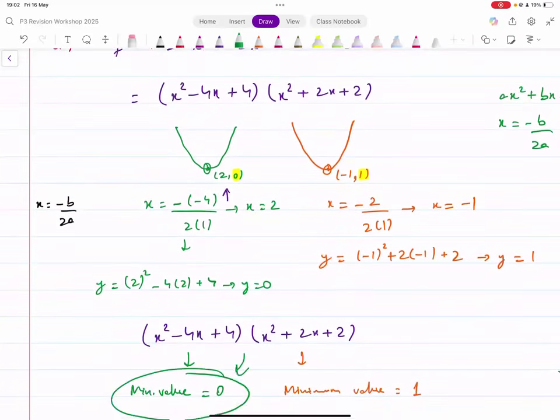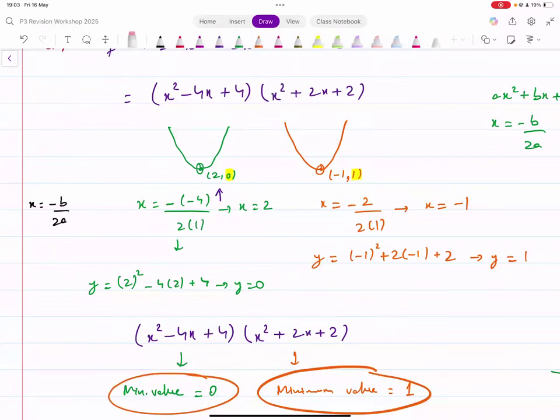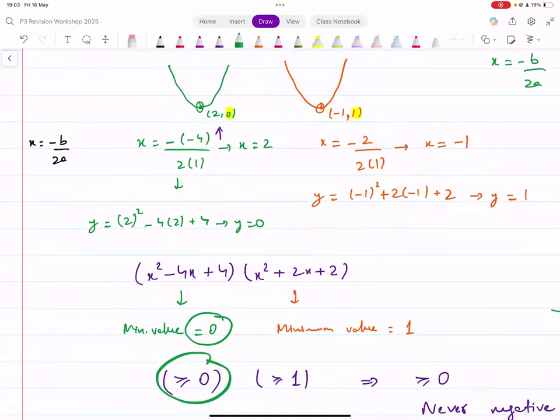We do the same thing for the other function as well, and we see what the minimum value for the other function is. We use minus b over 2a to find the turning point for that as well. X equals minus 1, and then y turns out to be 1. So the turning point for this function is minus 1, 1. Minimum value, therefore, is 1. So the minimum value of the second expression is also 1. So the first expression is always greater than or equal to 0, right? If the minimum value is 0, that means it's greater than or equal to 0. And the second expression, the minimum value for that is 1, so that's always greater than or equal to 1.